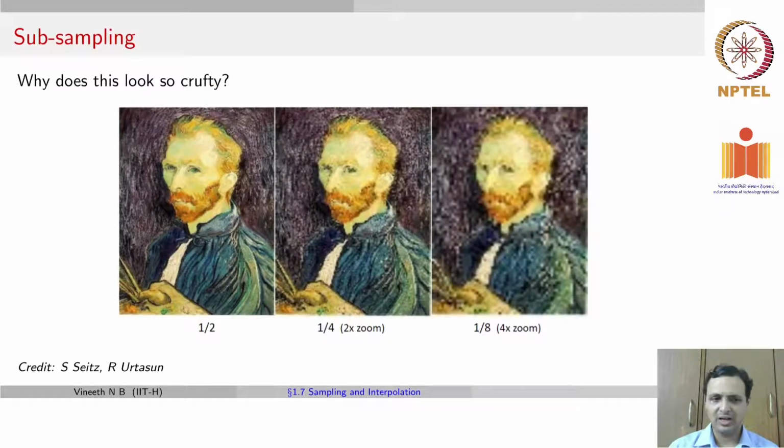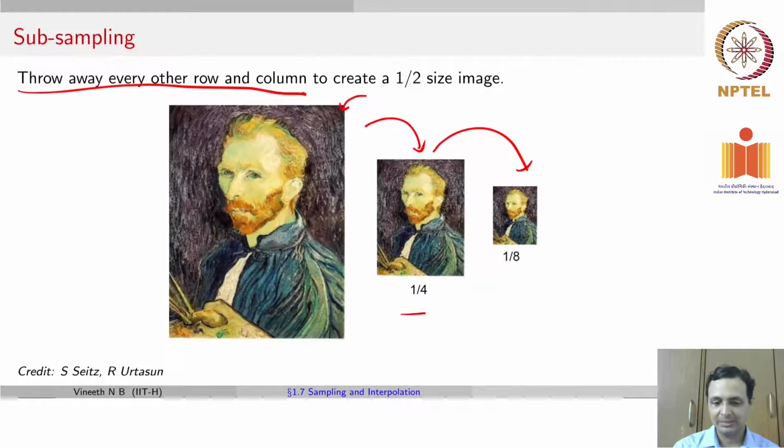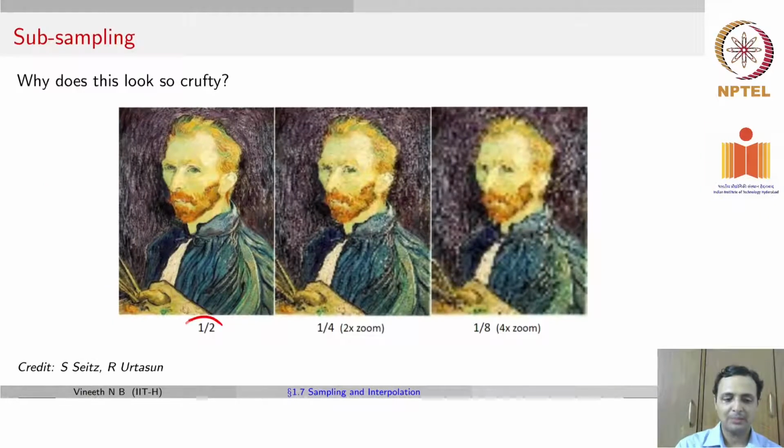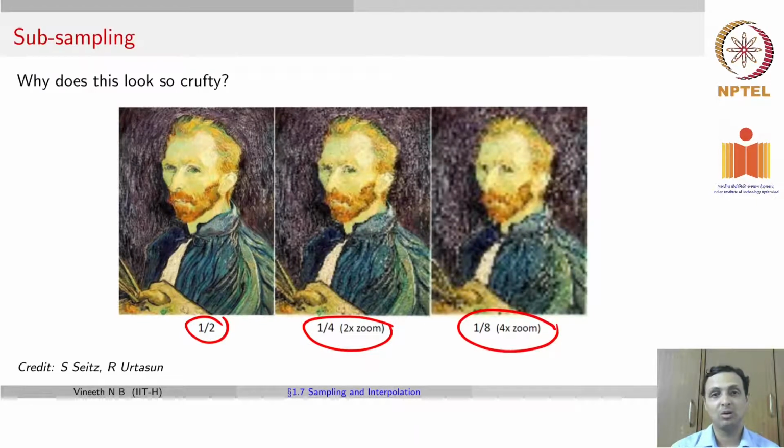Okay, but if you actually zoomed into these low resolution images or these subsampled images, this is how they look. We're just simply zooming in to these images here. The half sampled image gets you something like this. The quarter sampled image at a 2x zoom gets you something like this. The 1/8 image at a 4x zoom looks like something like this. You may say, yes, that's expected. I mean, if you subsample, why do you worry about how it looks up close? That's a valid question, but there's a reason for bringing this up here.